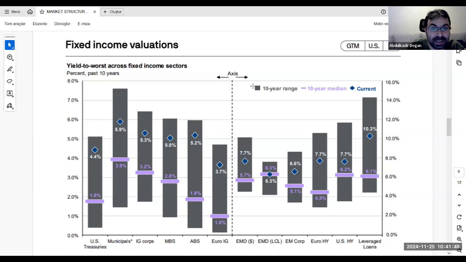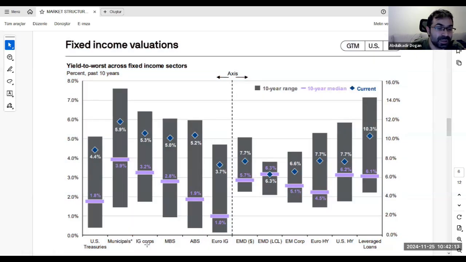And please try to understand here, this long black bar is the 10-year range, meaning the lowest and the highest value. And this purple one is the 10-year median. These small bars are the 10-year median. And this dark blue is the current ratio. Please take a look at this.